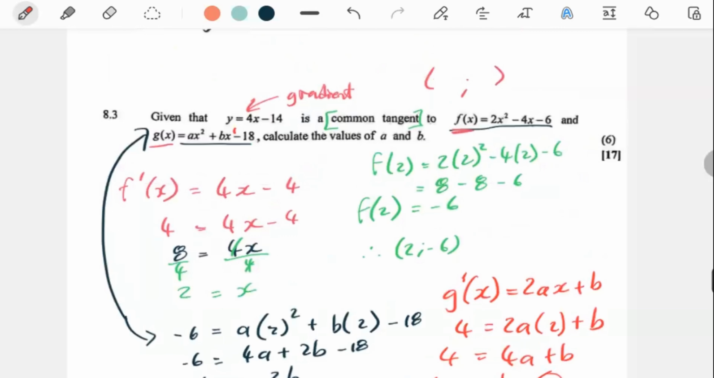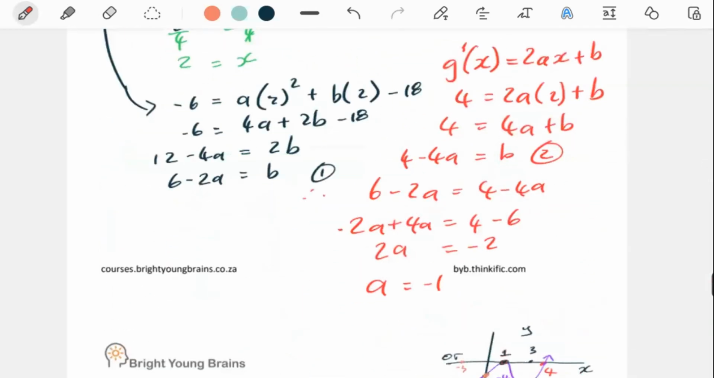So that's what we're getting for a. So obviously, if a is a negative 1, it means that our b value, this is 6 plus 4, which is equal to b, right? Therefore, b is equal to 10.